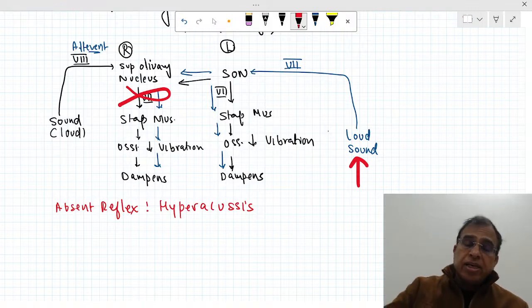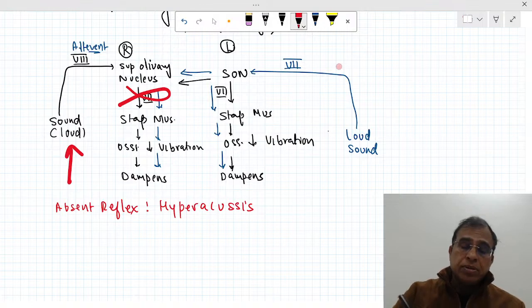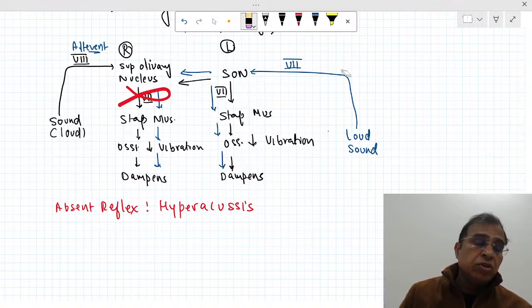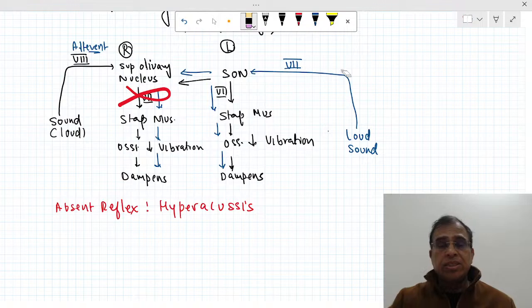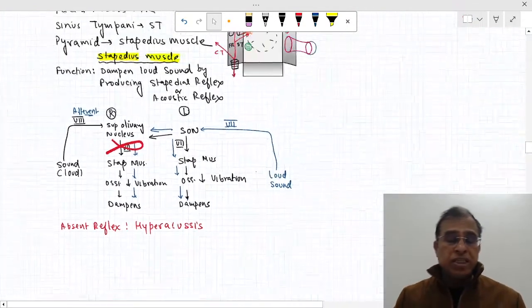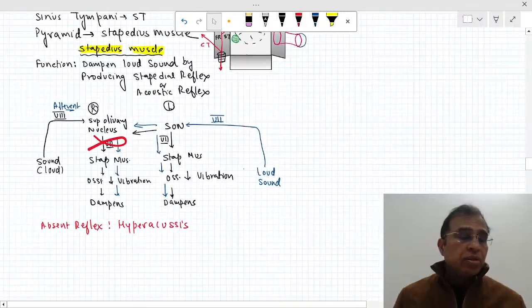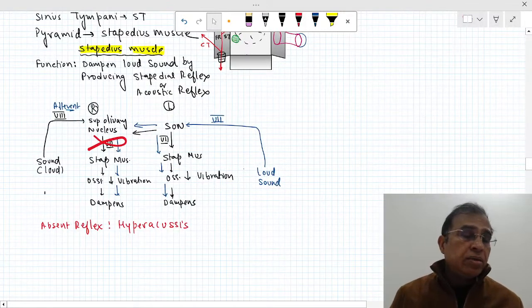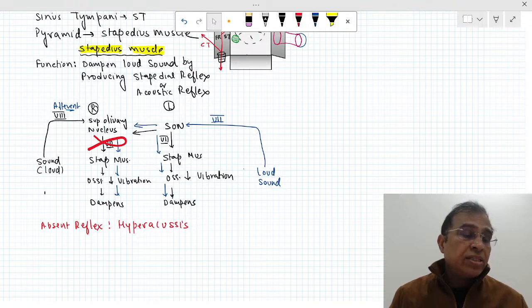Suppose they say in the same patient, if I give the sound to the right ear, what will happen? If the 8th nerve is damaged, what will happen? So like this, they can prepare so many questions. So please remember this so that you can answer such questions. Very easy. So good.